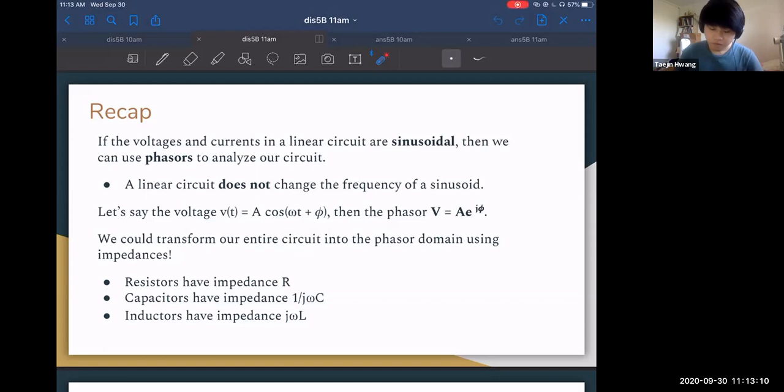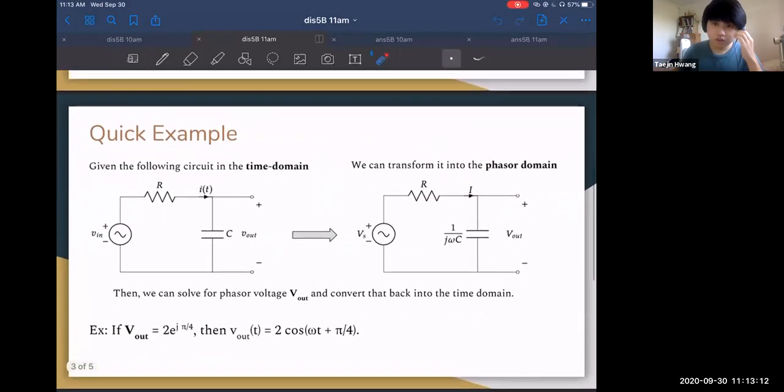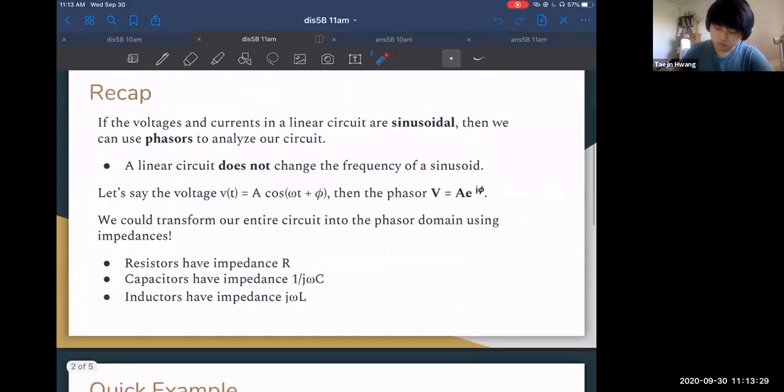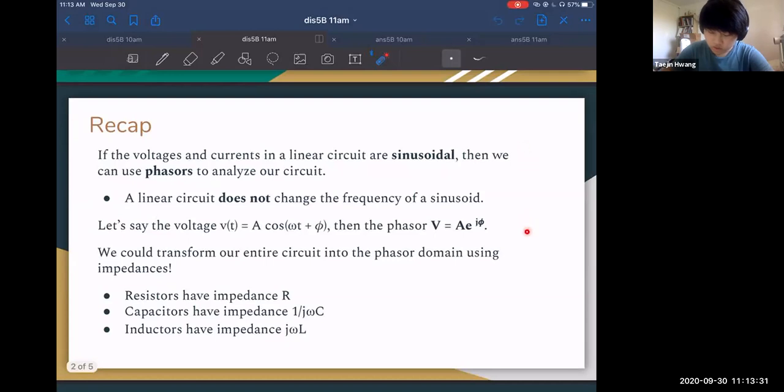And if you did the homework, I think one of the questions talks about why KVL and KCL also work for phasors and impedances. So yeah, any questions? I know I've said a lot in the past minute, but any questions about, I guess, phasors and impedances, or really just what we've been doing so far? Okay, we don't have any questions.